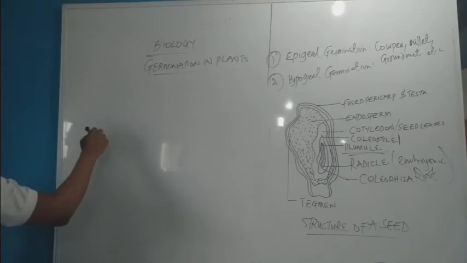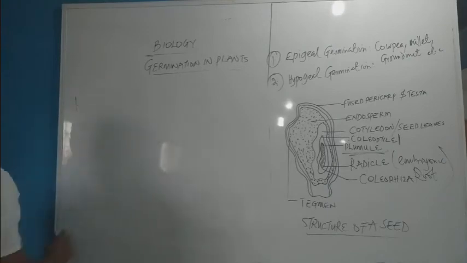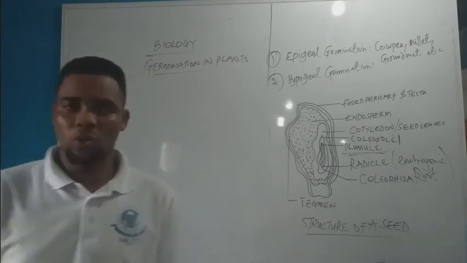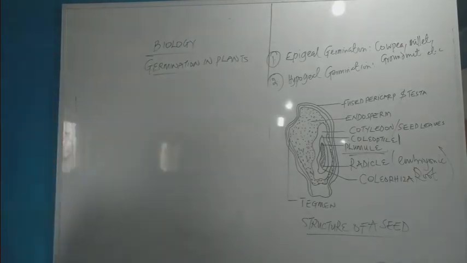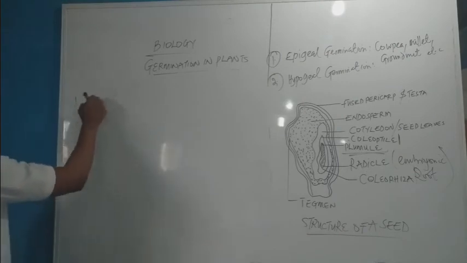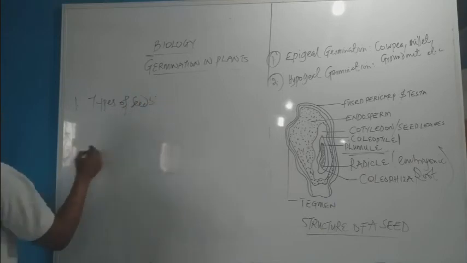Next thing we are going to do, the next topic we are going to look at, is in two forms. The first one is the what? The conditions necessary for growing seeds. Conditions necessary to grow what? Seed. Now, then we also check the types of seeds. Before we check that, let's check the type of seed first. Now, there are two types of seeds.